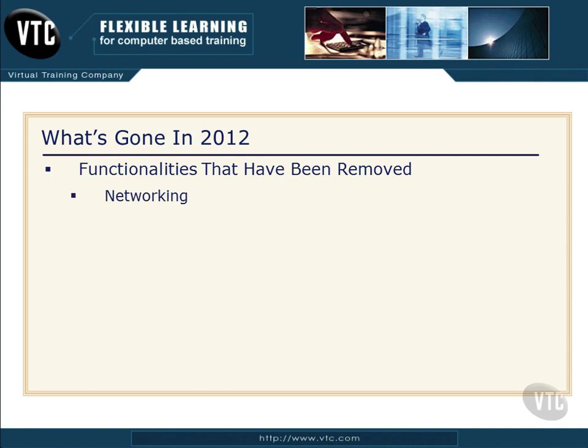So let's talk about, first of all, some functionalities that have been removed that you should be aware of. Some of these are kind of interesting and shocking to those of us who have been around a while. I'll leave it at that. Under networking, token ring support has been removed. That'll make you feel old.